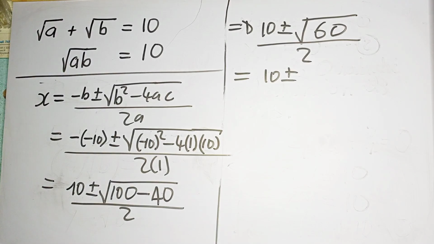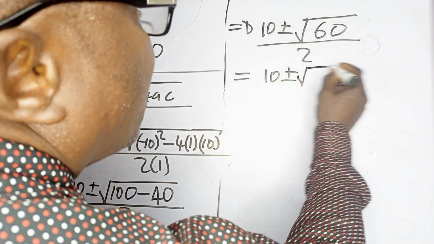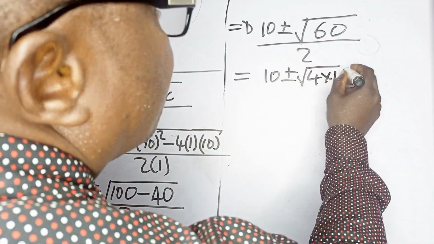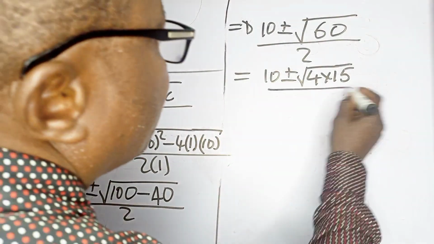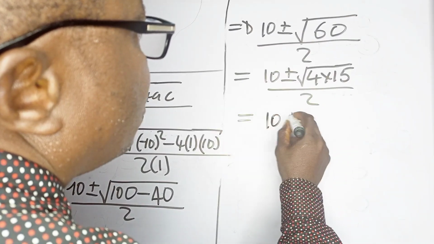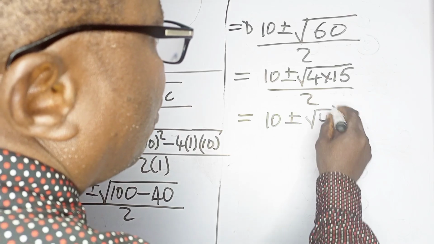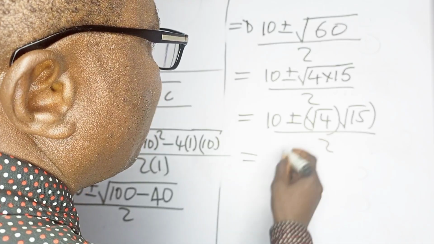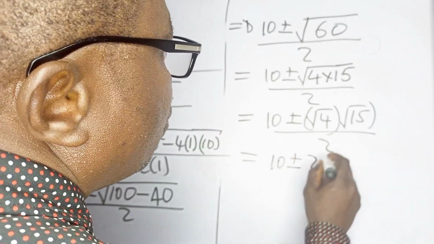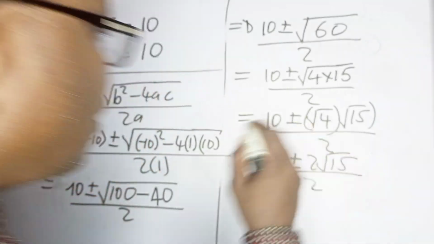We look for a square number which is a factor of 60. Remember, a square number is a number whose square root is also a whole number. So which factor of 60 is a square number? It is 4. 60 is the same as 4 times 15. So the square root of 60 is the same as the square root of 4 times 15. Now, from the laws of surds, it becomes the square root of 4 multiplied by the square root of 15. The square root of 4 is 2. So we have 10 plus or minus 2 root 15 all over 2.